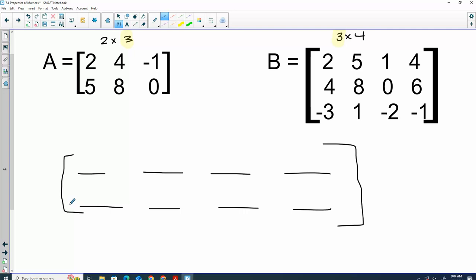So now to do this, we have to take a row times a column. So you might need to go out to the side and do some scratch work here. You're taking the first row times the first column. So when you do that, 2 times 2 is 4. 4 times 4 is 16. -1 times -3 is 3. We have to add those numbers together, so we get 23.